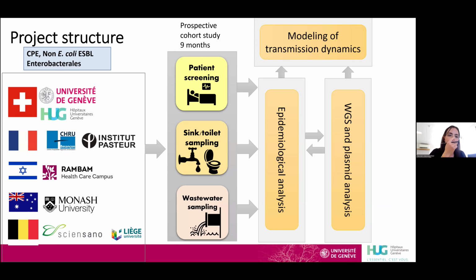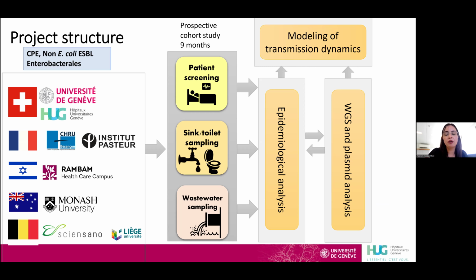coli. And the thought behind excluding E. coli is that we believe this bacterium is also prevalent in the community, and we're more interested in the hospital setting. On board, we have great partners: 4 clinical sites from Geneva, Besançon in France, Rambam Hospital in Haifa, and Monash University Hospital in Melbourne. And we also have Institut Pasteur and Belgium, Sciensano and University of Liège.